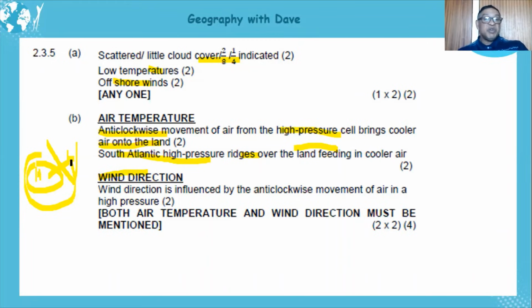All right. Movement of air. So the wind direction is influenced by the anti-clockwise movement of air in a high pressure system. It's moving anti-clockwise. That's how the wind direction is affected. Now, you know all this, learners. You know all this. All right? So what is the issue here that we find sometimes?